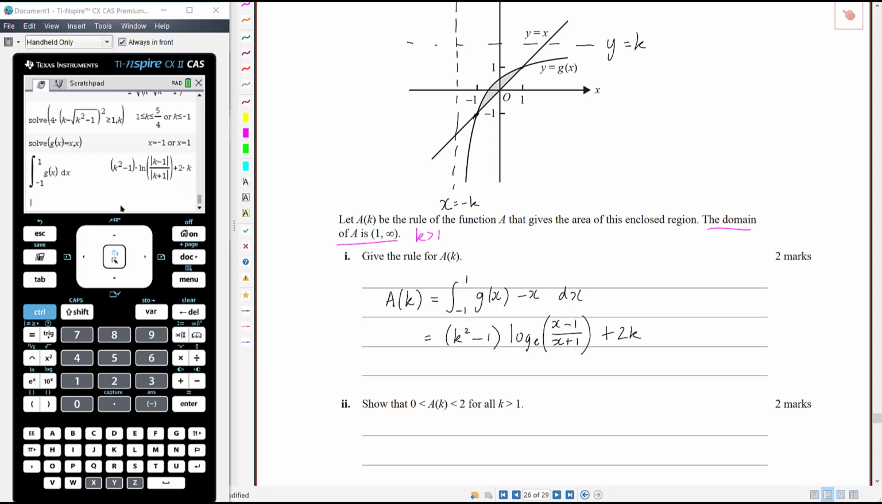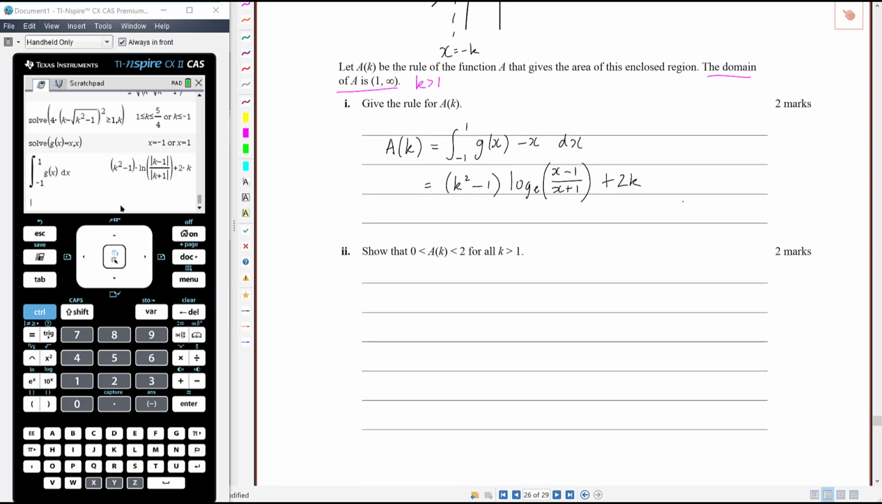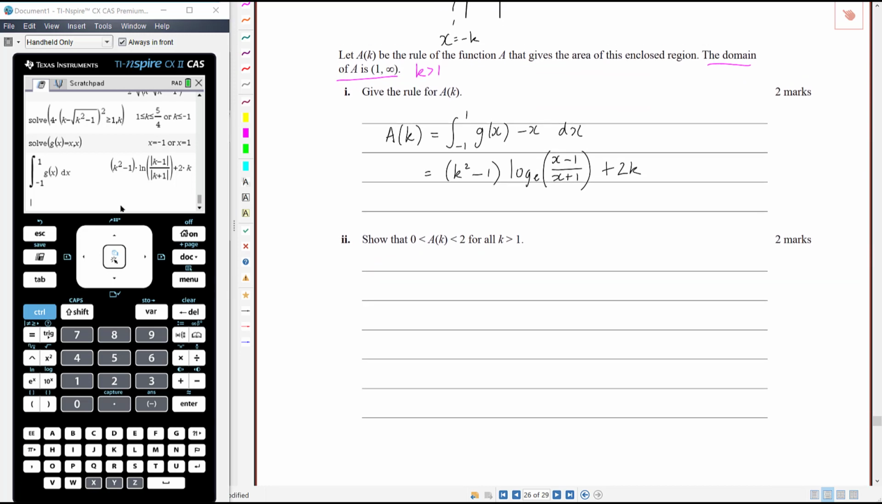Okay, so we want to show that A of k has to be between 0 and 2 for all k bigger than 1. So that area is always going to be between 0 and 2. Okay, so there's a couple of ways we could do this. One is, I guess, a kind of brute force method, which is to actually think about what the graph of A of k would look like.